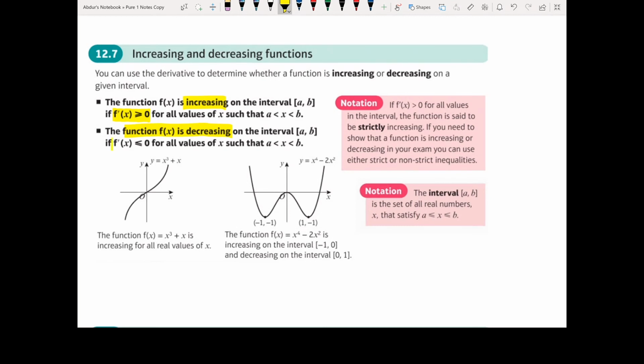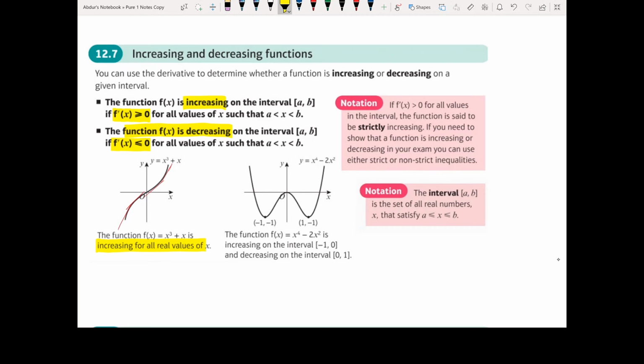So if we take a look at this first curve that we have here, we can see that the gradient is always positive. If we were to draw tangents at any given point, the tangents would always be straight lines there, and they'll always be positive. So this is said to be an increasing function for all real values of x. Okay, so increasing function for all real values of x, the first one.